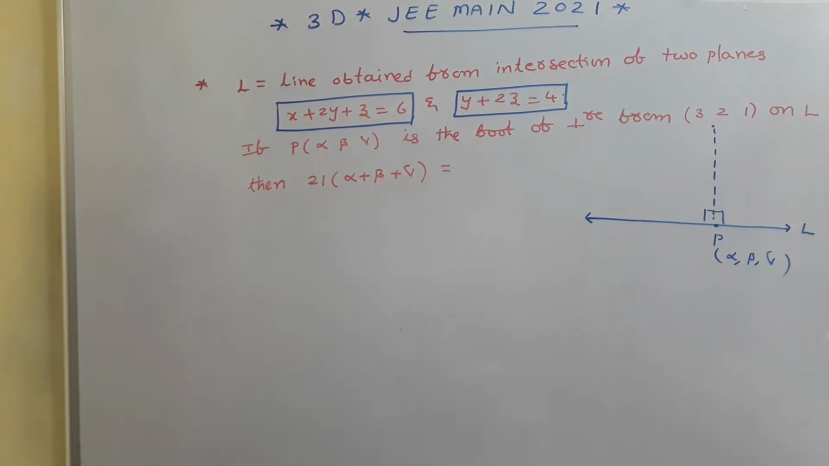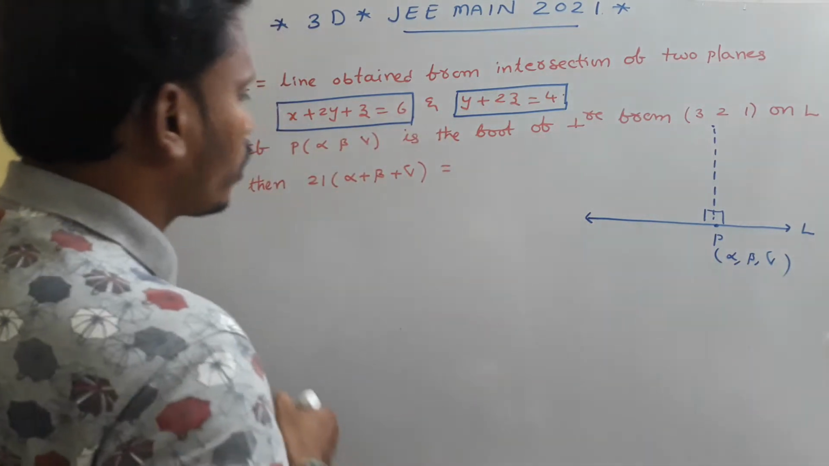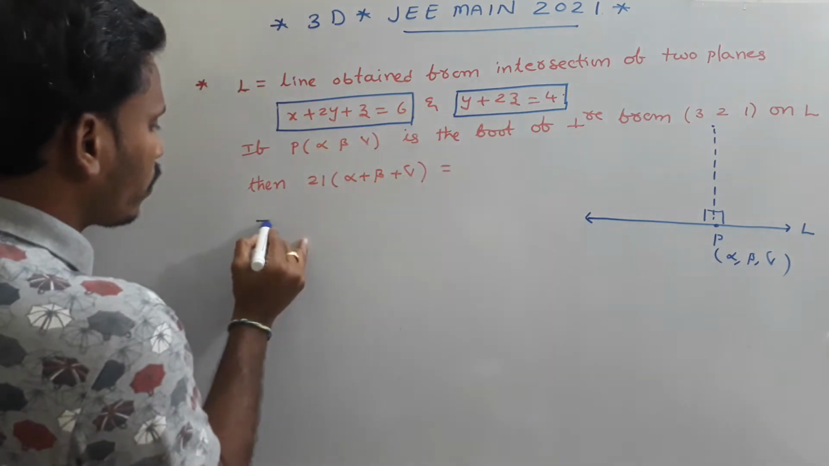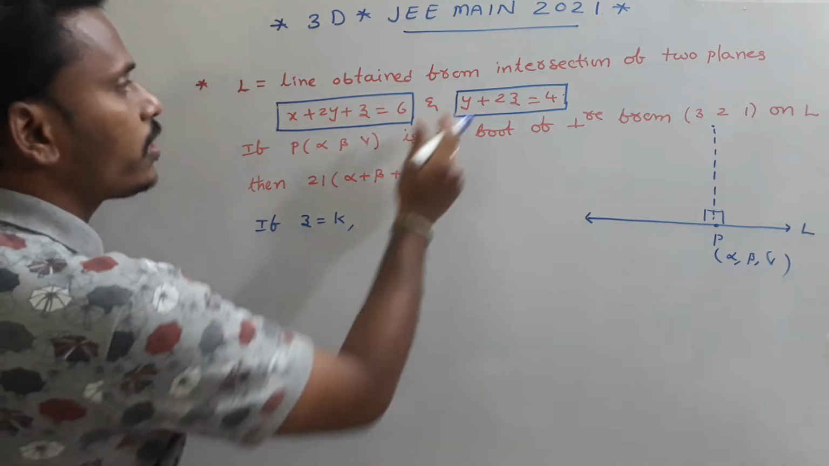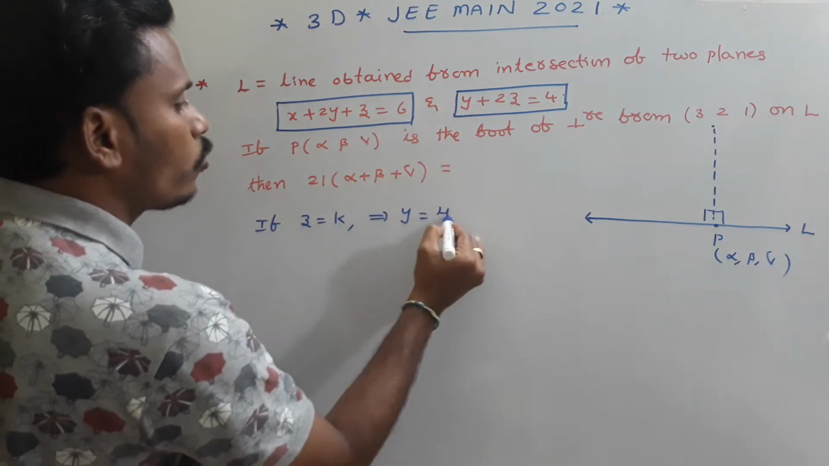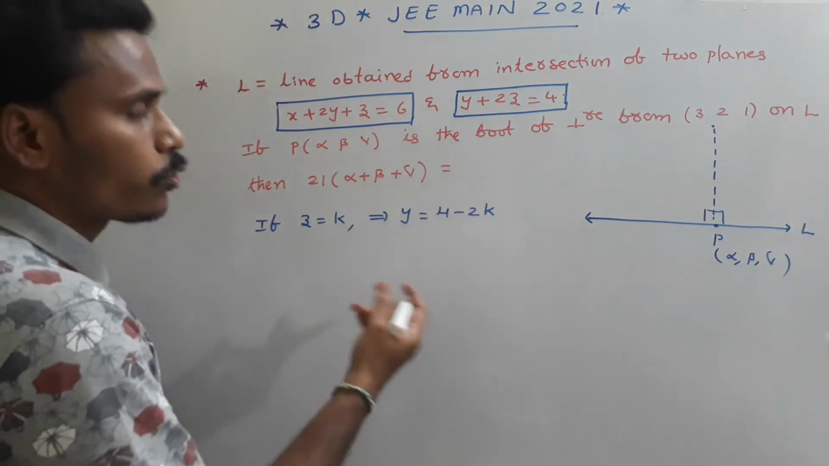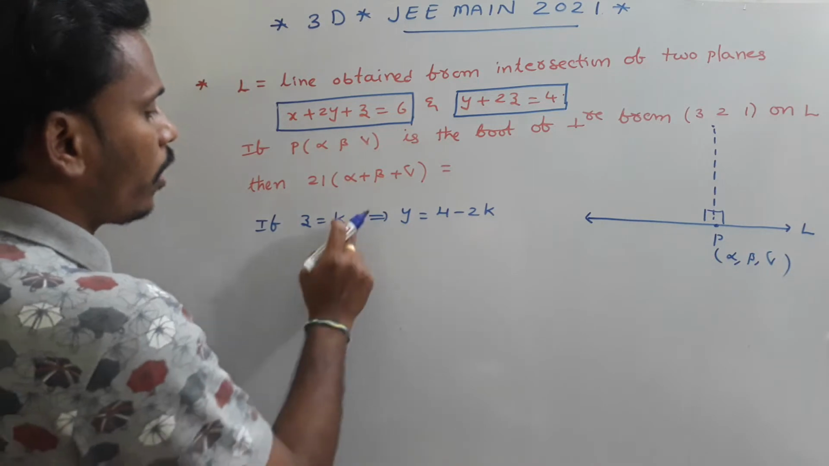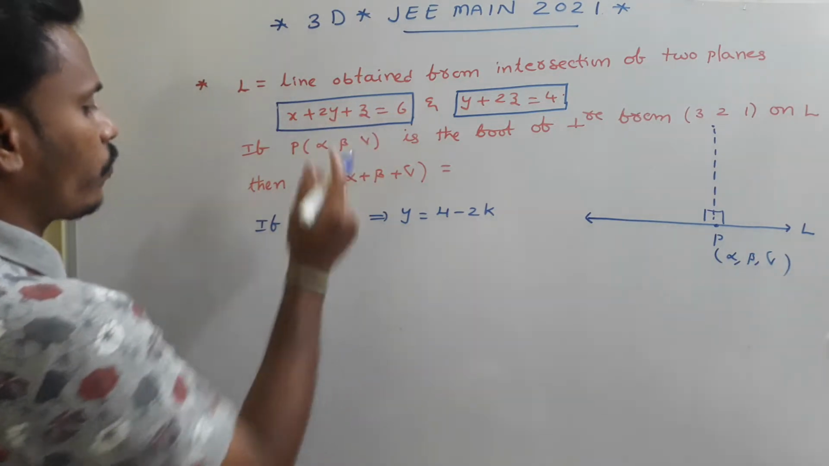Line equation using those two planes. So how to find the line equation using two planes? See, x plus 2y plus z is equal to 6, y plus 2z is equal to 4. Suppose you take z equal to k. If z is equal to k, then what is y? y is equal to 4 minus 2k. If z is equal to k, y is equal to 4 minus 2k. Okay. And use this z and y to get x from here.